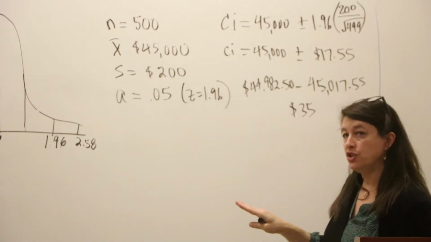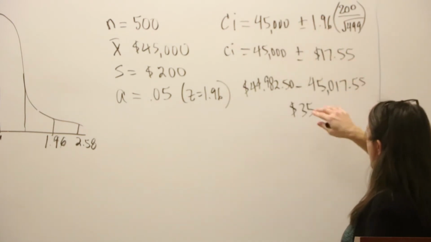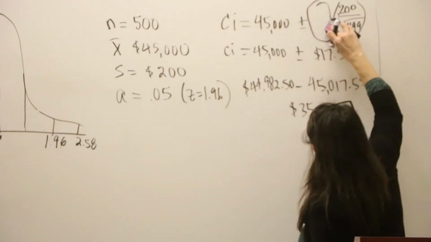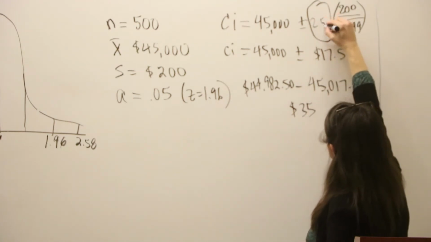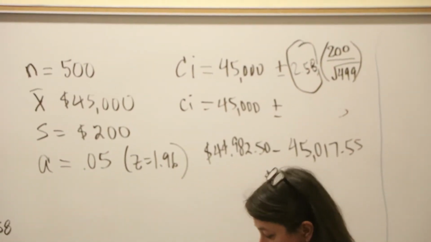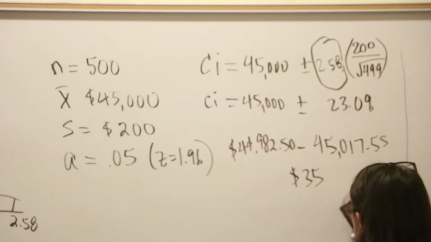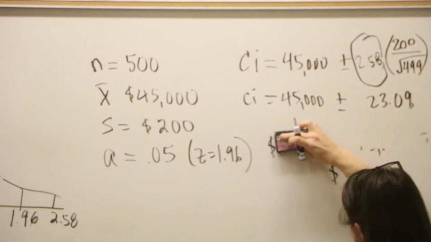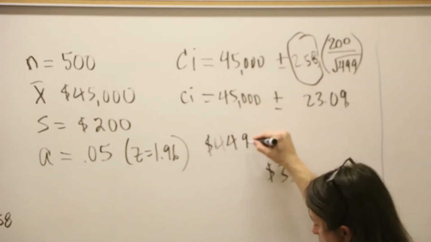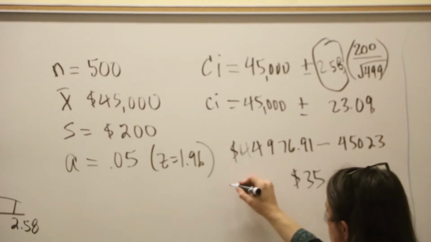So I gave you a couple of other scenarios so that you can understand what happens if we change our confidence level to 99%. The only thing that changes in the math is this. So instead of 1.96, if we want to be 99% confident, because we want to be more confident, we're going to multiply this times 2.58. And then this becomes what? Larger or smaller, do you think? It becomes larger, becomes 23.09, which changes our range when we do our math to $44,976 to $45,023.